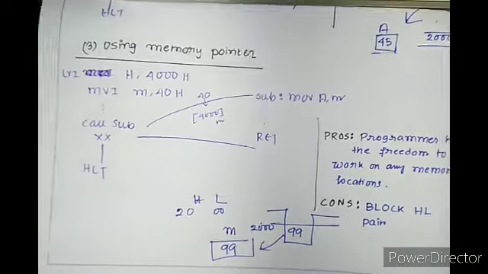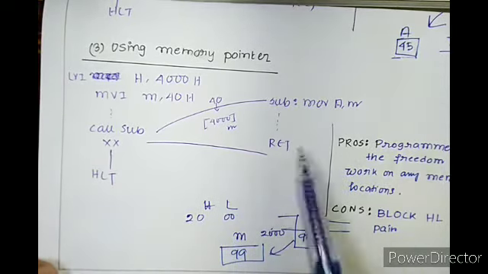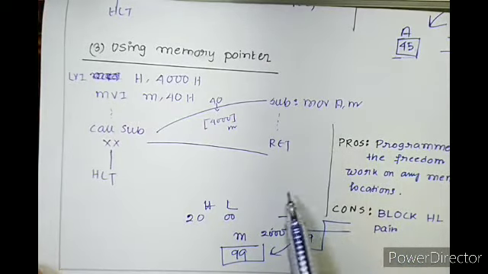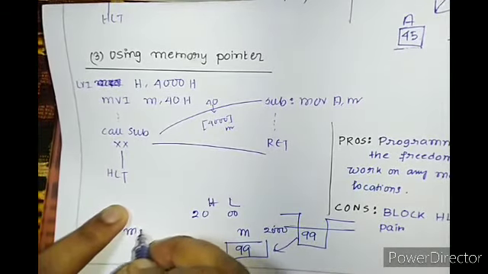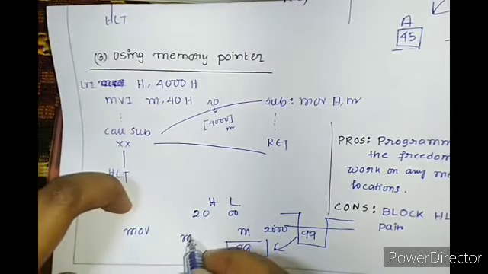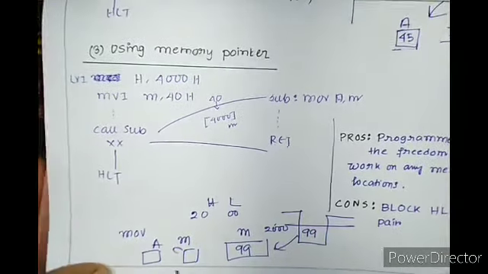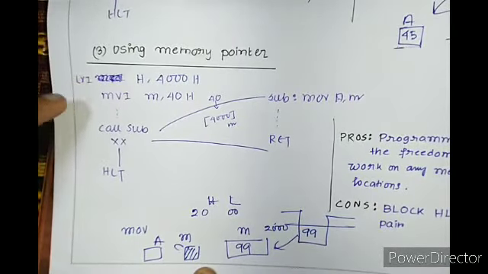How? Let's see. LXI H, 4000H. Obviously when you are talking about memory pointer, I need my HL pair. MVI M, 40, call subroutine. Then go to that function which says MOV A, M, return comes. Okay, what happens in this subroutine? I have moved my data from M to A. I need this data in M, which I have given using these codes.